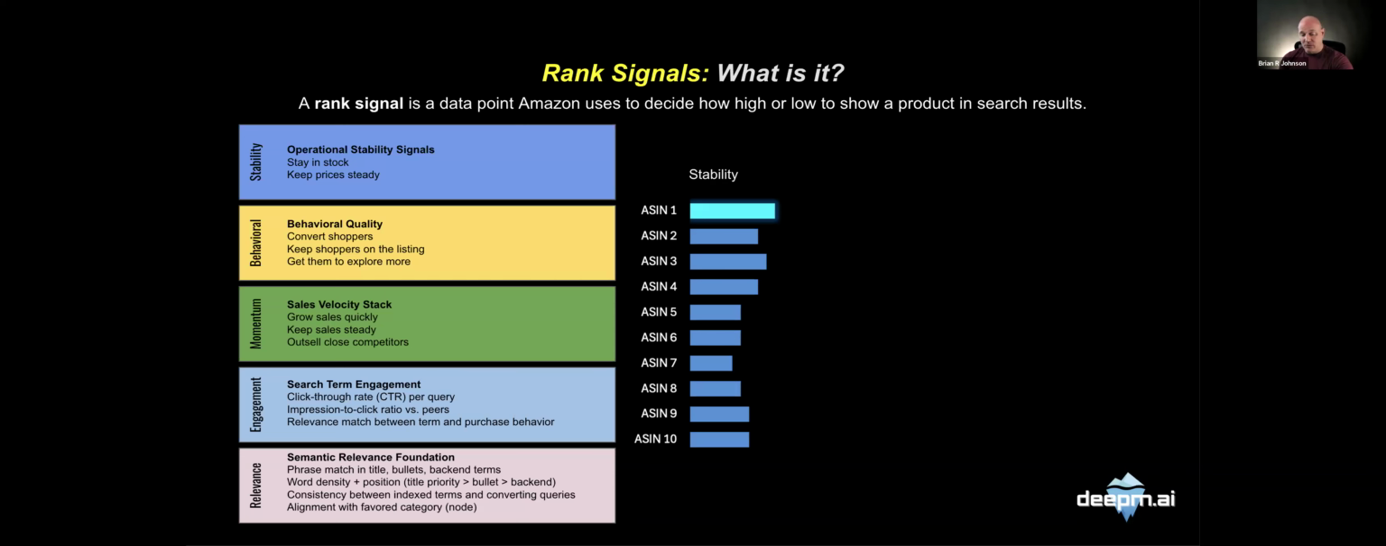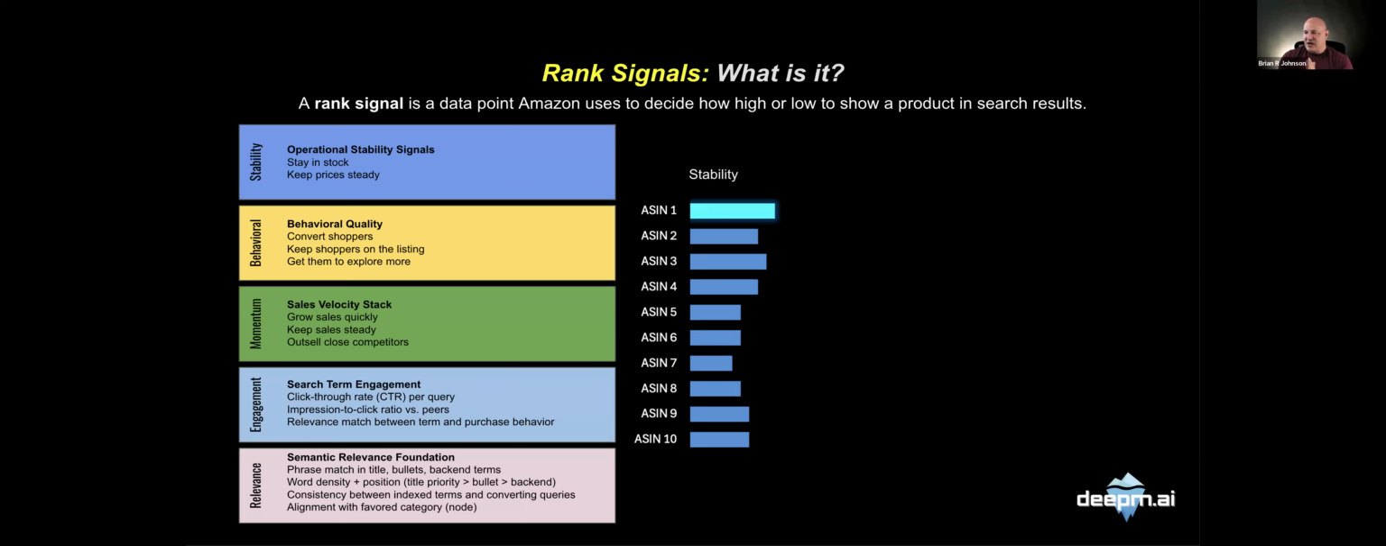I can tell you, or I should say, Deep M can tell you, specifically for your product niche, whether or not going out of stock is a risk or not a problem for your specific product niche. I'll talk about that later. The idea with rank signals, though, is that there's a whole bunch of things packed into each one of these boxes. Stability, as an example: stay in stock, keep prices steady. Some of the operational assumptions of you listing your product.